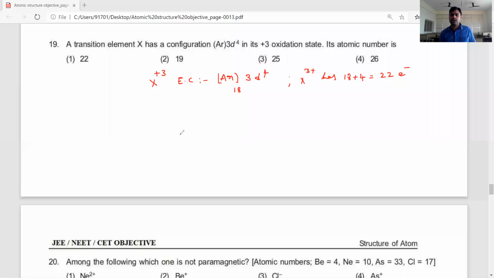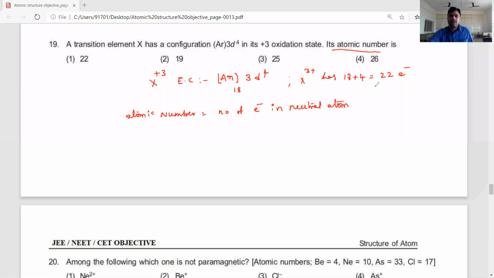So how many electrons? Its atomic number we need to calculate. Atomic number is equal to the number of electrons in a neutral atom. For neutral atoms, the number of electrons is equal to the atomic number. But X3+ has 22 electrons. Then what is the meaning of X3+? It means X lost 3 electrons.